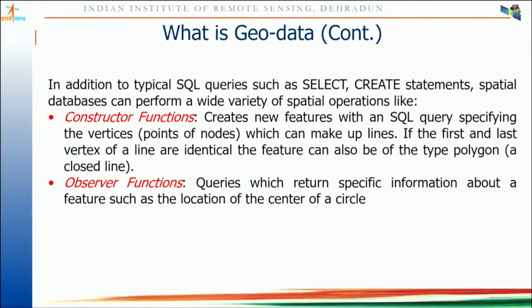Next important characteristic of geodata is that I should have a constructor function. Constructor function means to create a new feature with an SQL query specifying the vertices, points or nodes, which can make up a line. If the first and last vertices of a line are identical, the feature can also be a type of polygon. So that means it is a constructor function. When I am storing different coordinates like x1, y1, x2, y2, and x3, y3, now if I combine all three coordinates together, can I create a line? Can I create a polygon or some other feature?